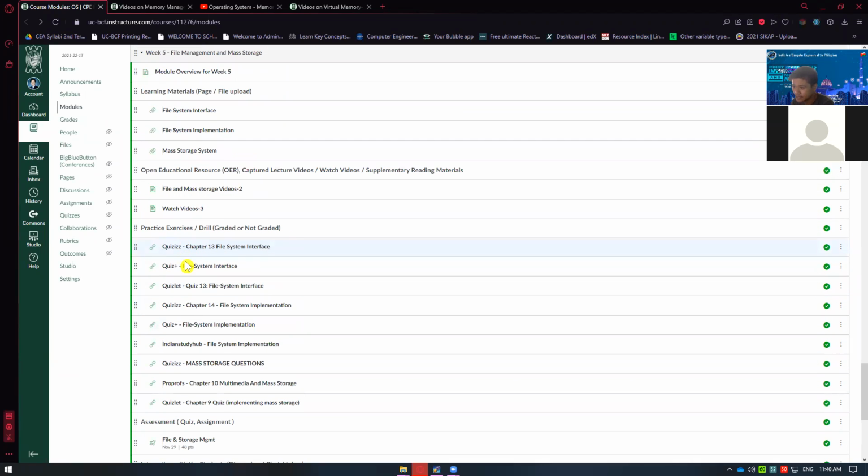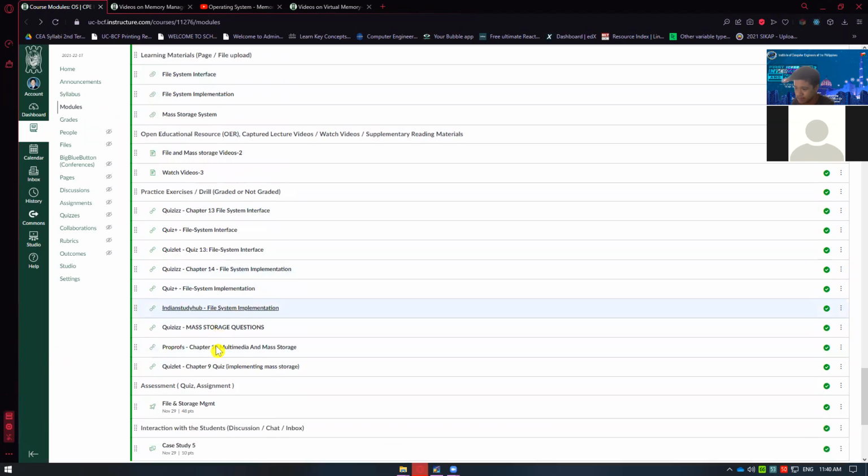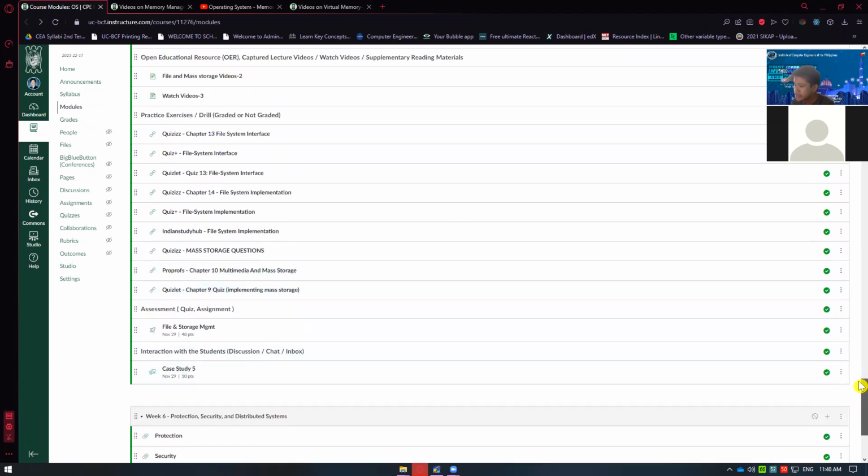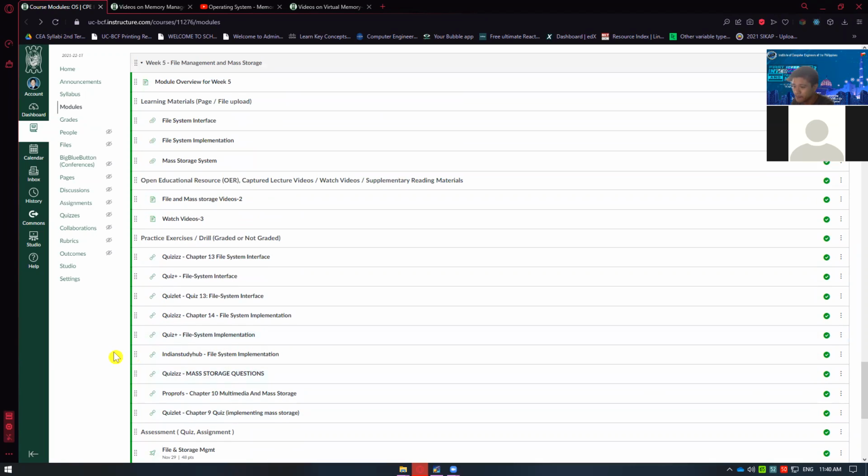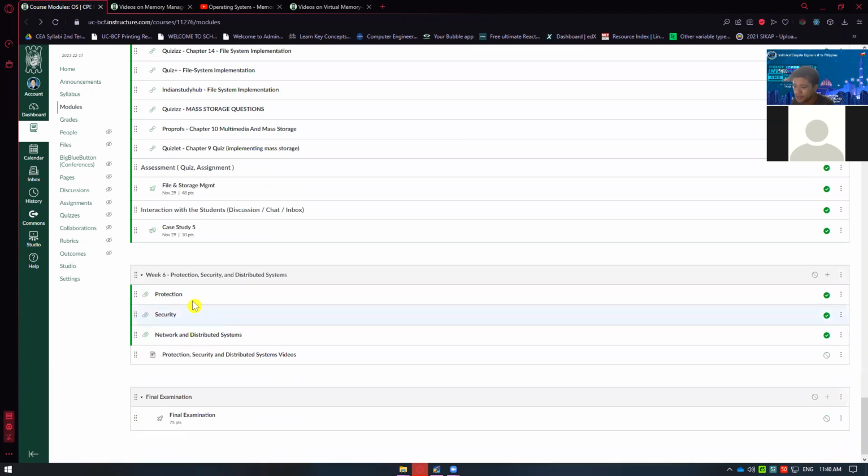I did get 3 for the file system interface, another 3 for the file system implementation, and another 3 for the mass storage system. They are already arranged, so just check them out later on. So that's basically it for week 5. And after that, of course, will be week 6.